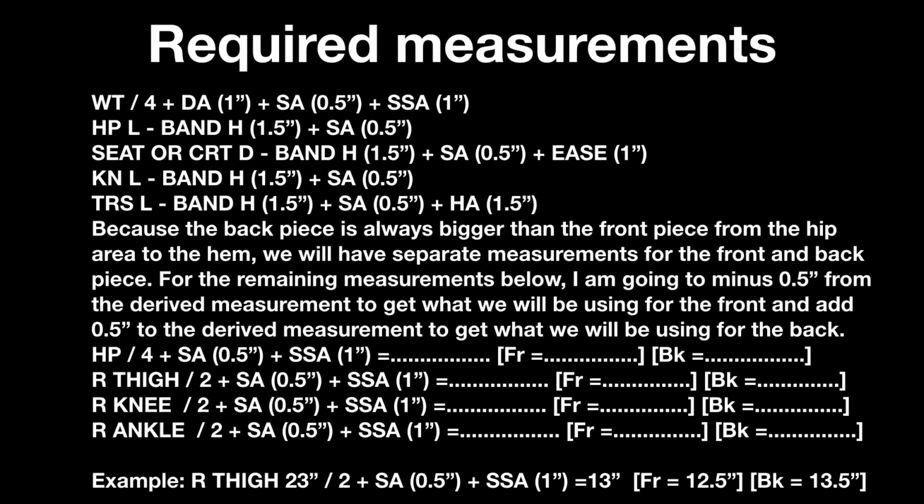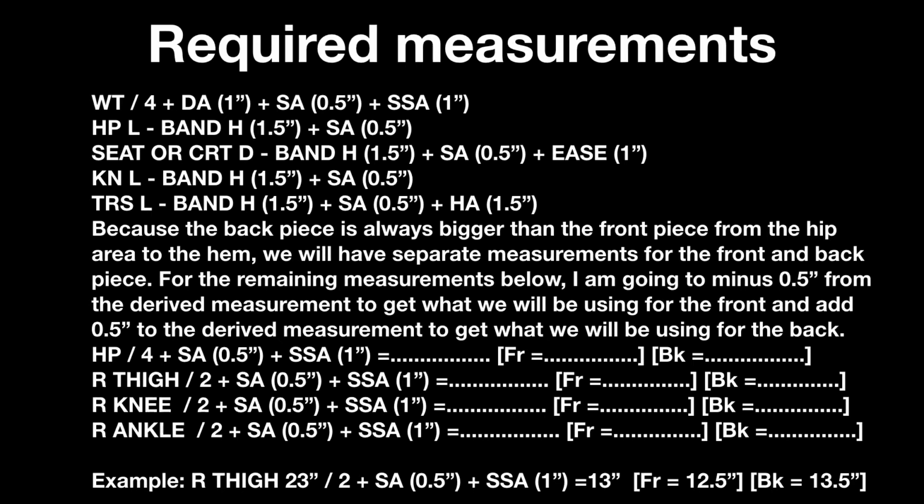Because the back piece is always bigger than the front piece from the hip area to the hem, we will have separate measurements for the front and back piece. For the remaining measurements below, I am going to minus 0.5 inch from the derived measurements to get what we will be using for the front and add 0.5 inch to the derived measurements to get what we will be using for the back.